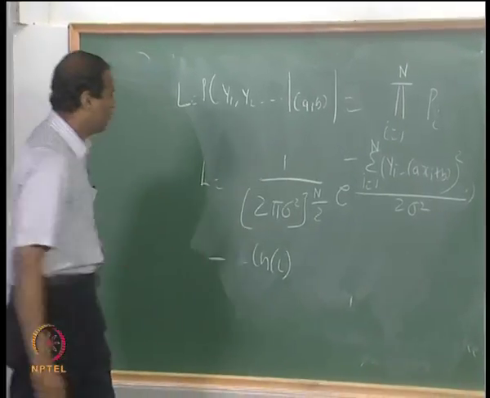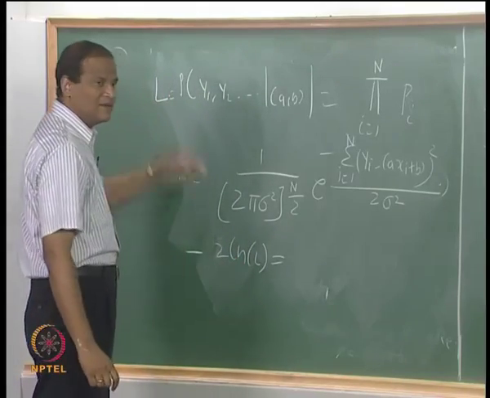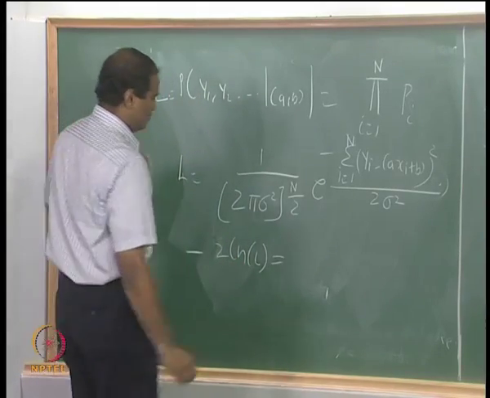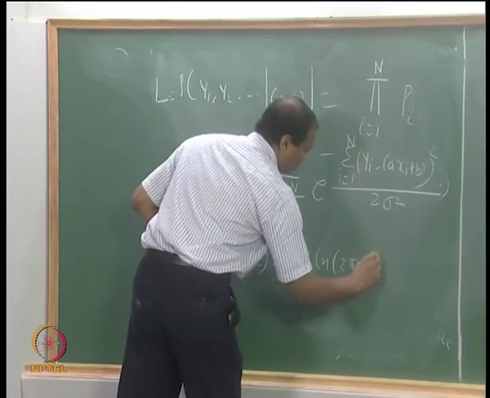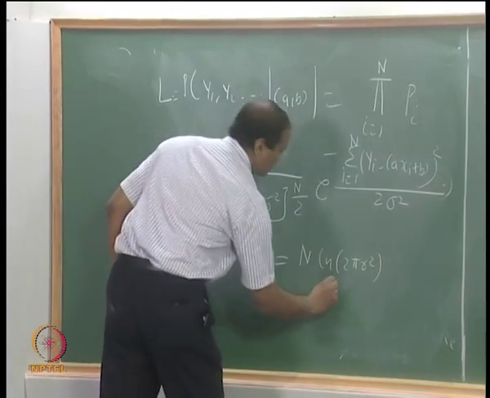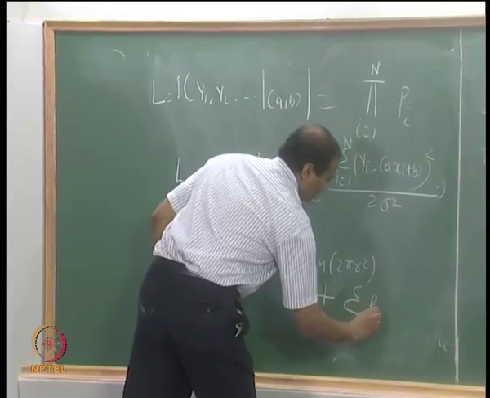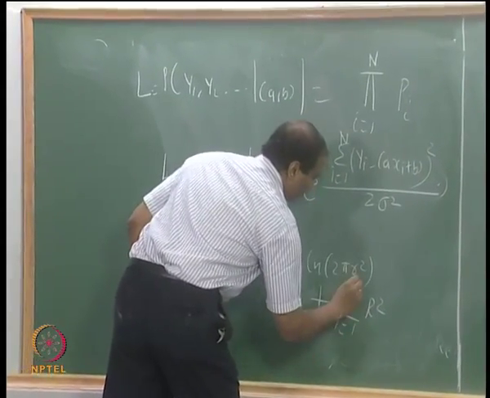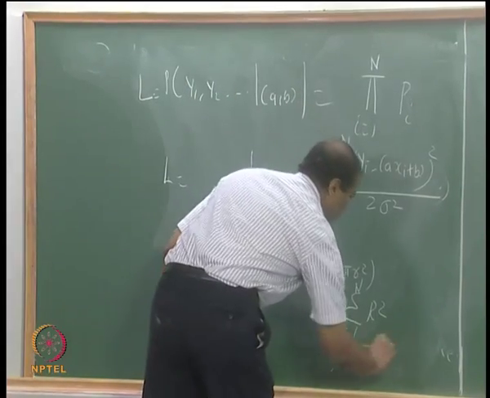If you do minus ln L, what do you get? You get n plus, and this is also there, 2 sigma square.